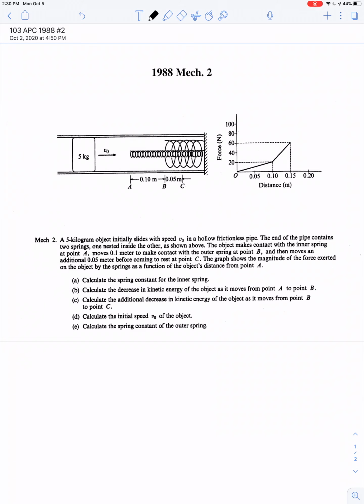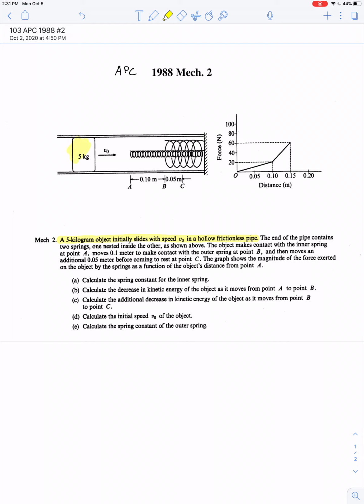Here's another example problem in the study of work and kinetic energy, and also an investigation of ideal springs and Hooke's law. This one was taken from the AP Level C exam in the year 1988.